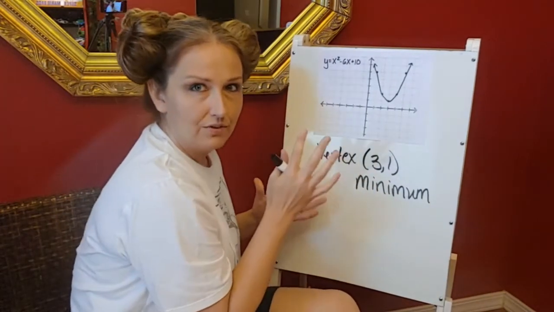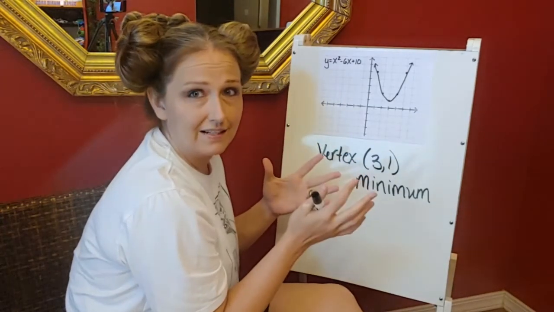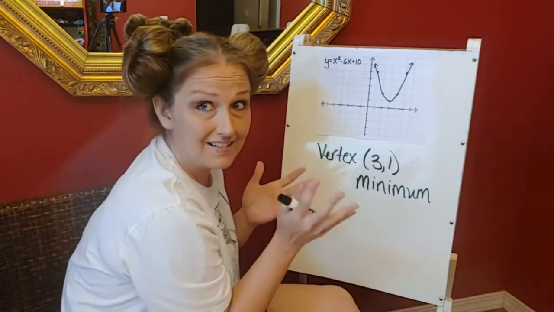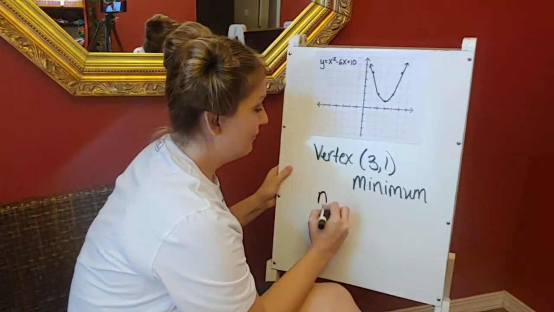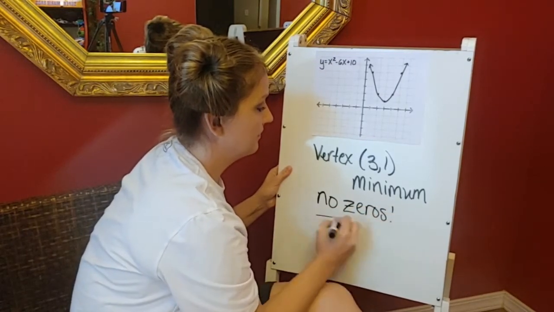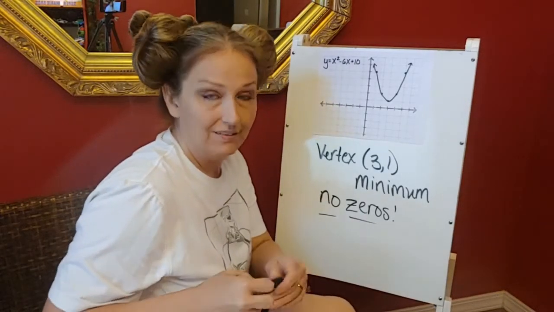Now the zeros of a quadratic, or of any graph really, are where it crosses the x-axis. So this graph in particular doesn't cross the x-axis, so I have no zeros. Okay? Let's look at our next one.